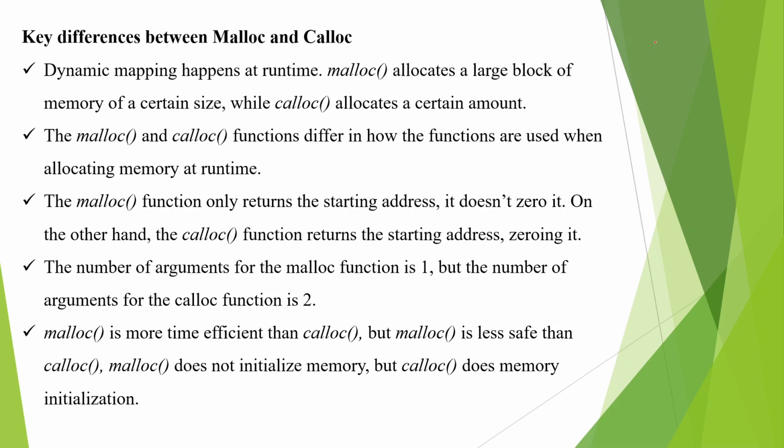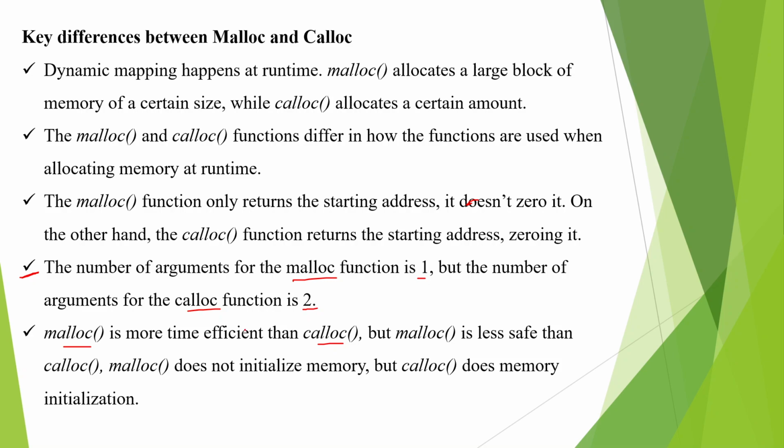Another difference, the fourth difference between calloc and malloc, is that malloc will take only one argument, whereas calloc will take two arguments, two parameters. And then malloc is more time efficient than calloc. Calloc will consume a lot of time for execution, but malloc, as it has to do block memory allocation, will consume less time.